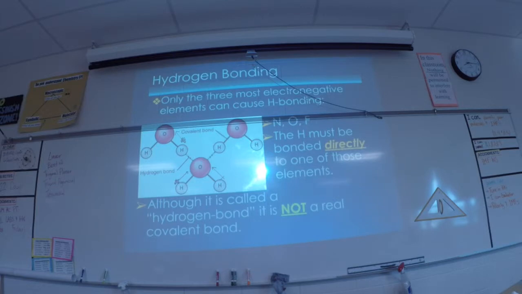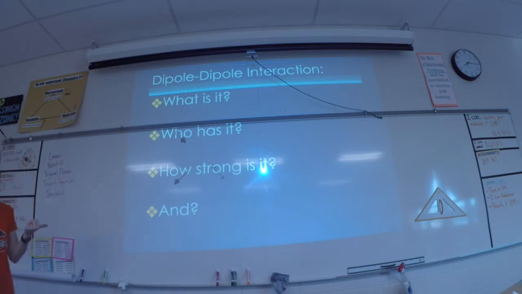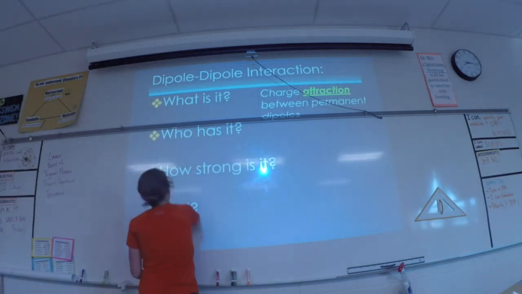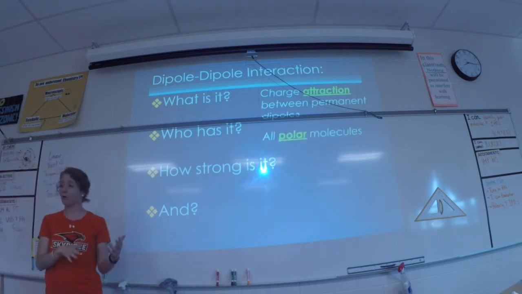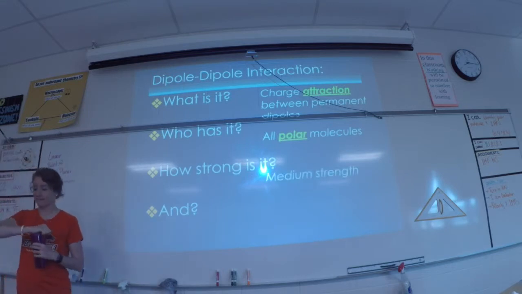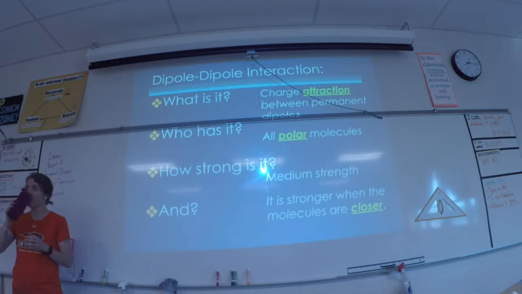Okay, let's look now and we're going to summarize the 3 types and then we'll talk more about their applications. Okay, so this table summarizes all 3 side by side. So dipole-dipole is the attraction between positive and negative things, so the permanent dipoles. In order for a molecule to have dipole-dipole forces, it has to be polar. So anything that is polar has dipole-dipole forces. It's our medium strength of the 3, and it can get stronger as the molecules get closer together. So there's our dipole-dipole.